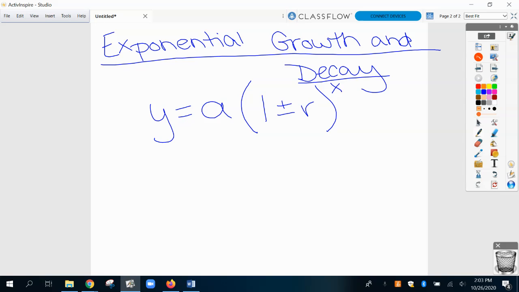And for this to be an exponential function, we have to have that exponent being an x. So this always stays as an x, and this always stays as a y. Okay, everything else is going to get filled in with a number. Okay, where the numbers that we fill in, our a value is going to be the original value or the starting point.